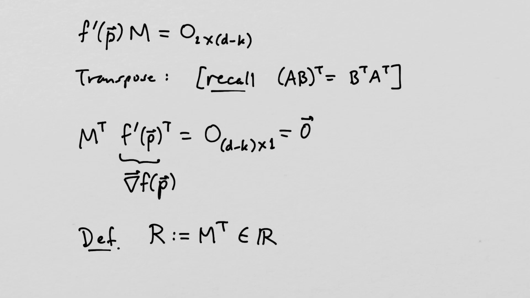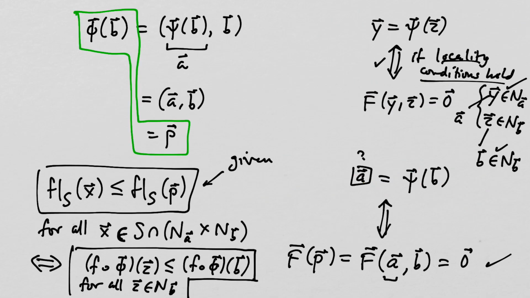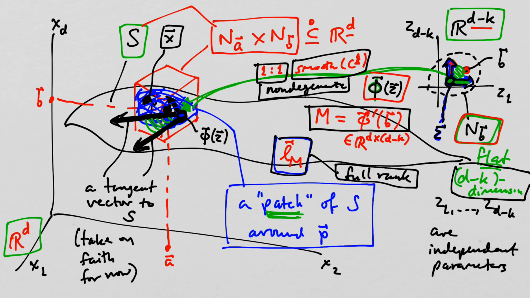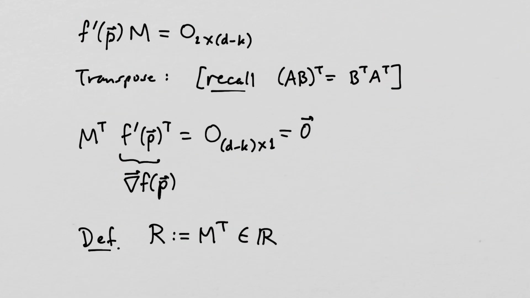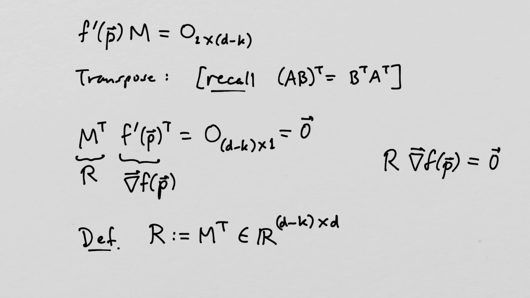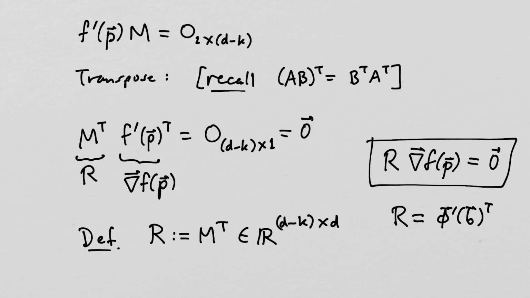So that's going to be a matrix of size, what is it? Let's go back. This M was of this size, d by d minus k. So the transpose will be d minus k by d. Right, let me call that matrix R. So fine, we have this equation now. R times the gradient of f at p, which is a vector, equals the zero vector. And this R is some specific matrix. It was phi prime of b transpose. And we know its size is d minus k by d. Great.